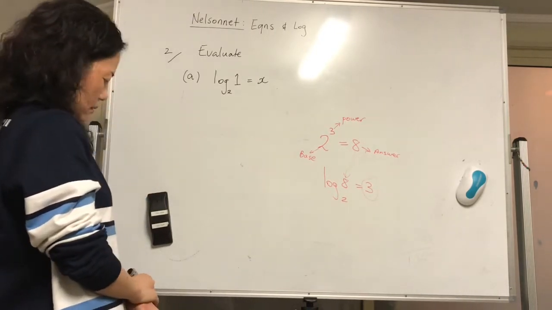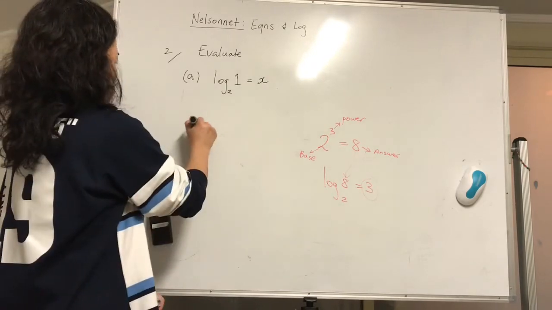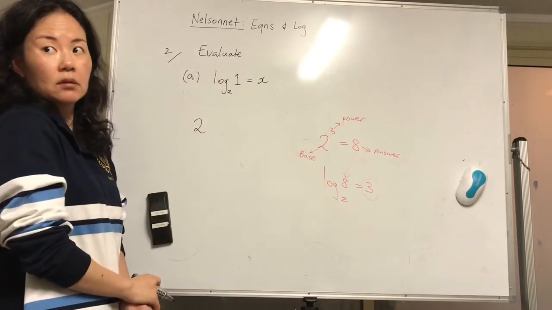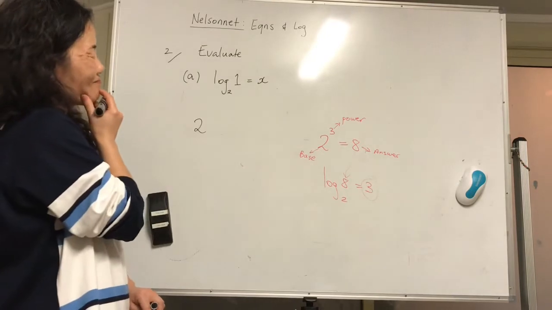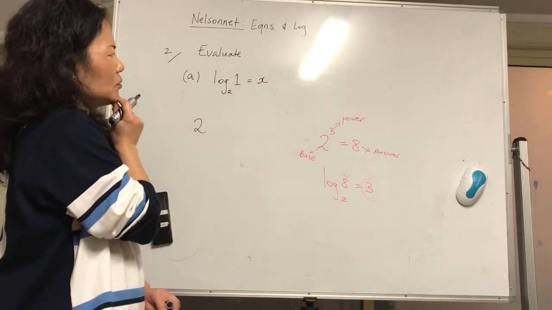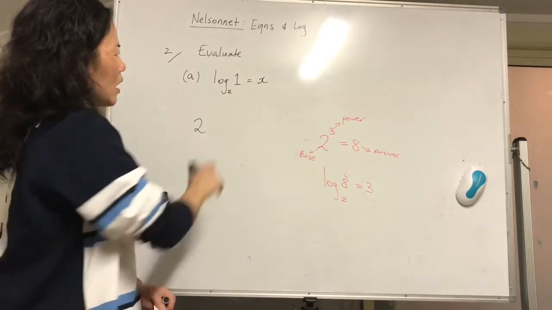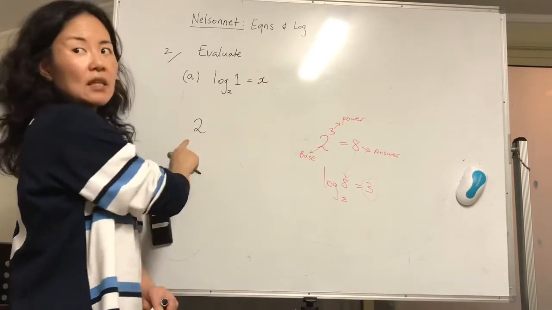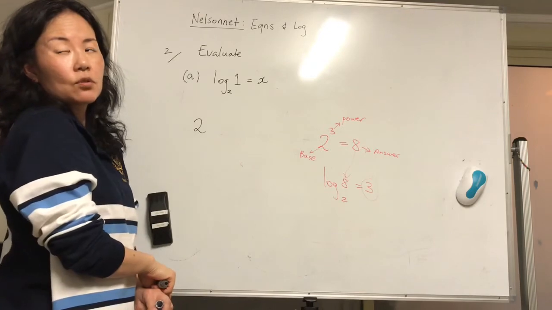What is our base? 2. What's my power? 2 to the power of 1, which... 2 to the power 1? Oh no, 2 to the power of 0. Where did you get 0 from? I just want this one to be index form. Oh, so 2 to the power of x.